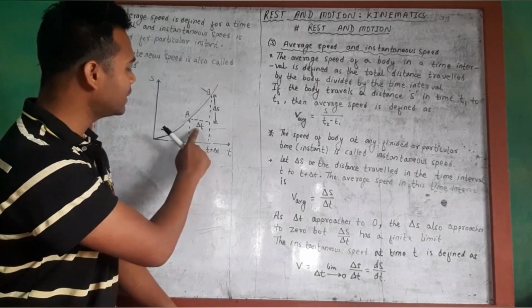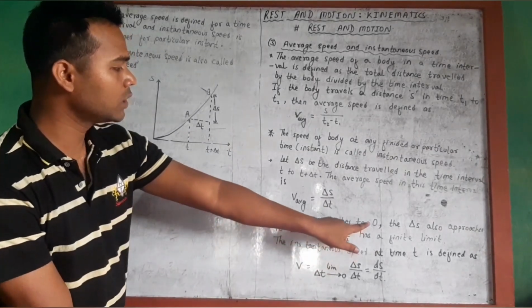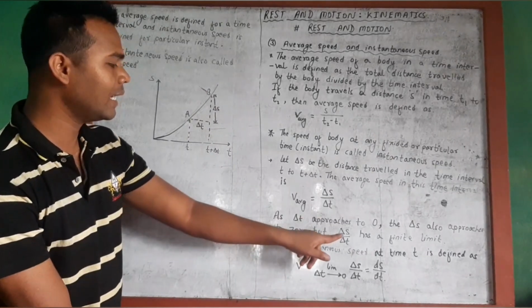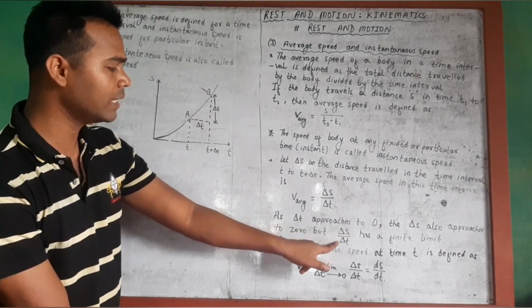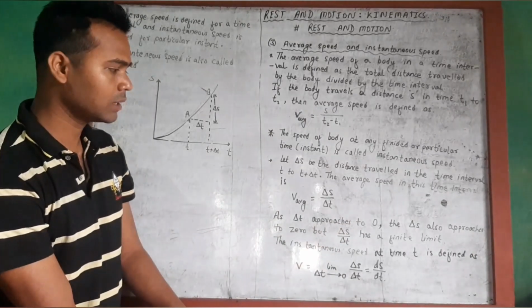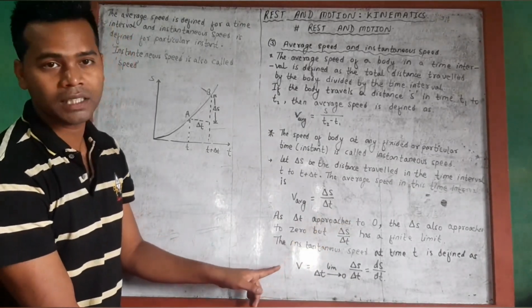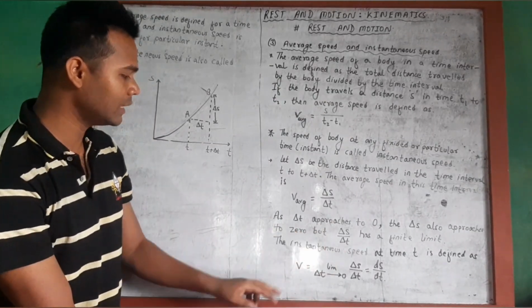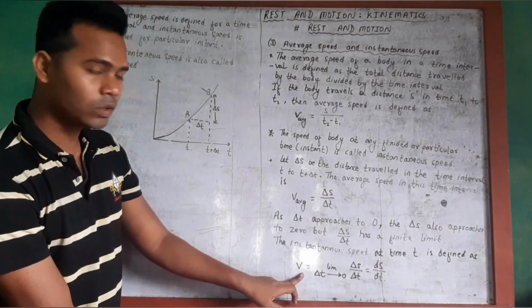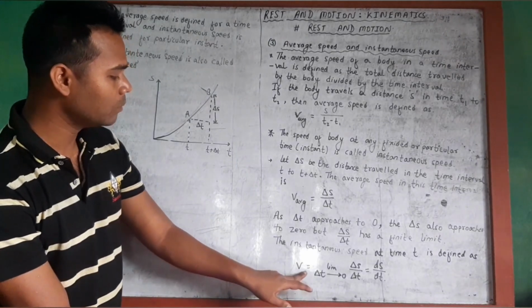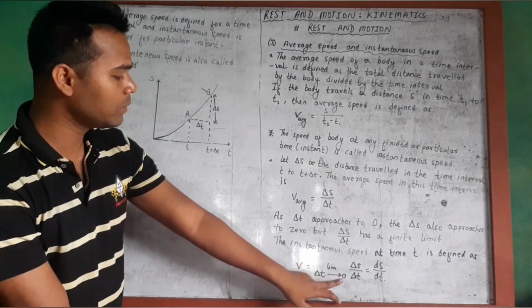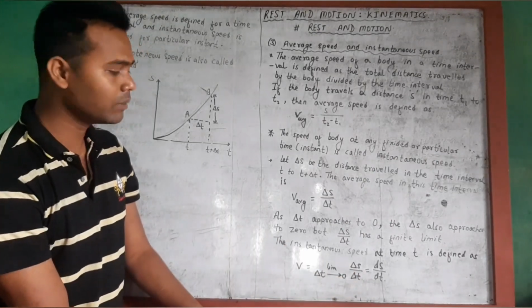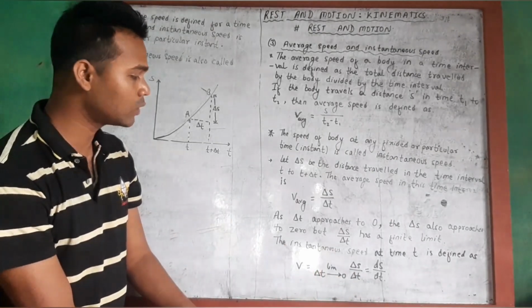Here as del t approaches 0, del s also approaches 0, but the ratio del s over del t has a finite limit, and this finite limit is known as the instantaneous speed. That means the instantaneous speed at time t is denoted by v. v is equal to the limit as del t tends to 0 of del s divided by del t. It is simply the derivative of distance with respect to time.